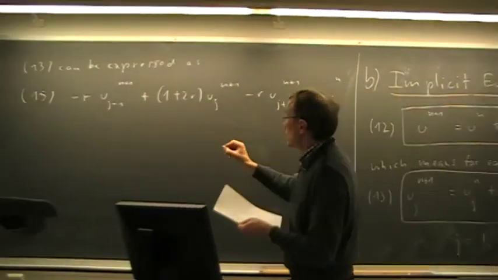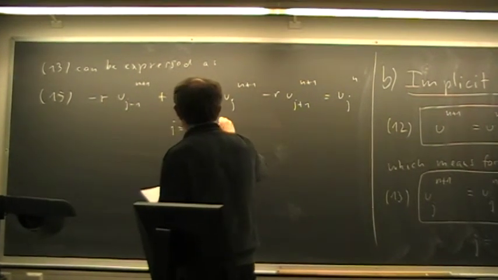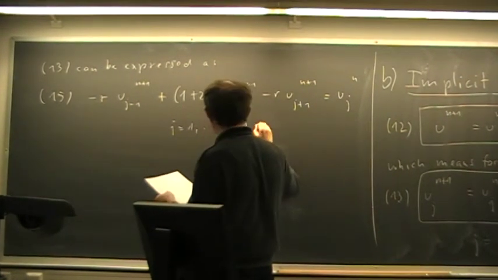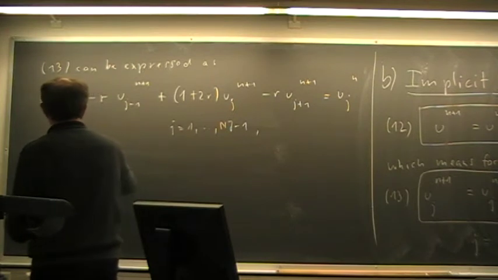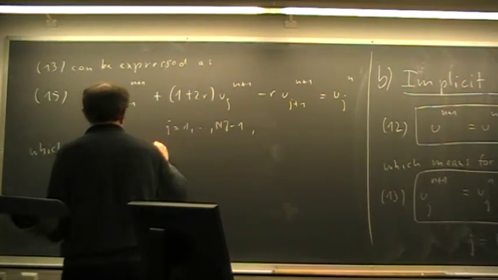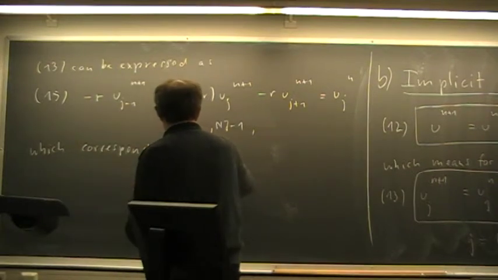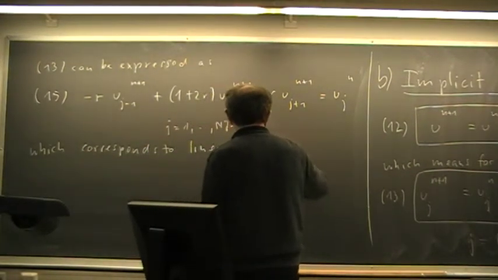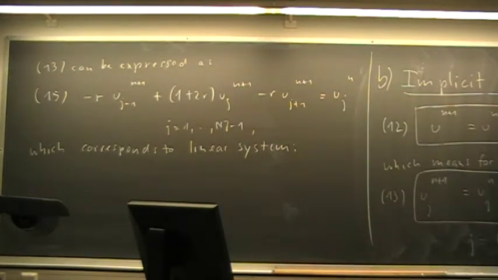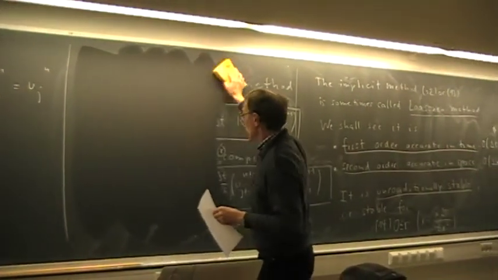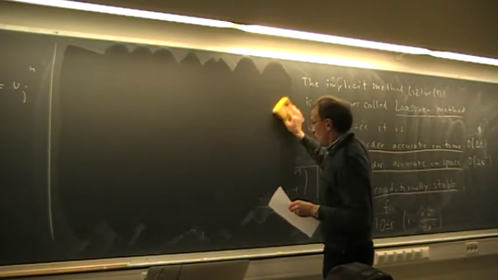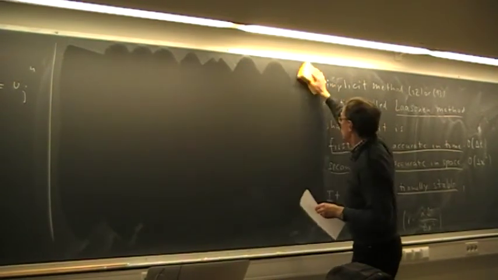That holds for j from 1 to nj minus 1. And that corresponds to the following linear system. So we now have to translate that, as we already did when we discussed the ODE for the finite difference method yesterday, into a matrix-vector form.